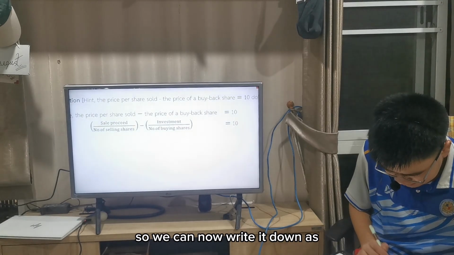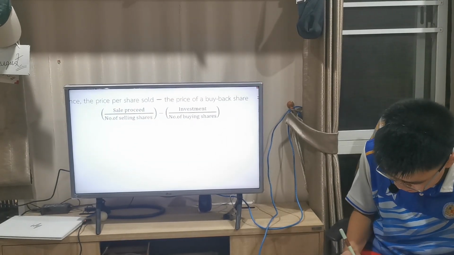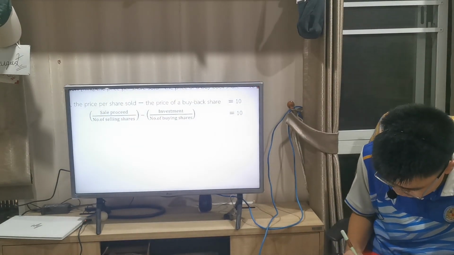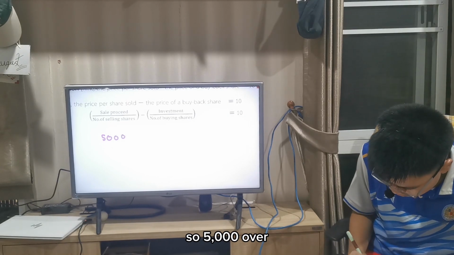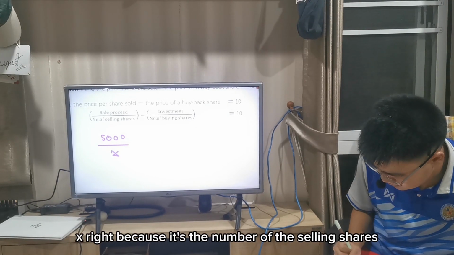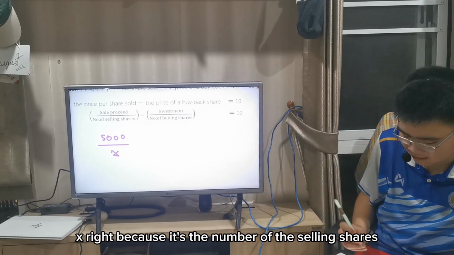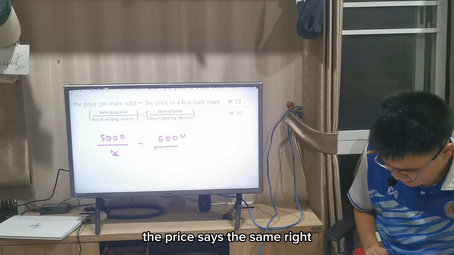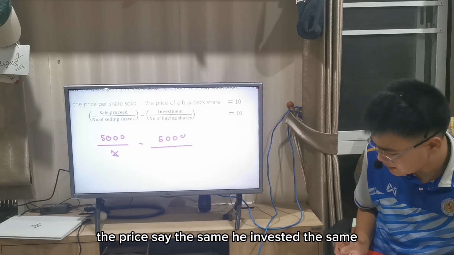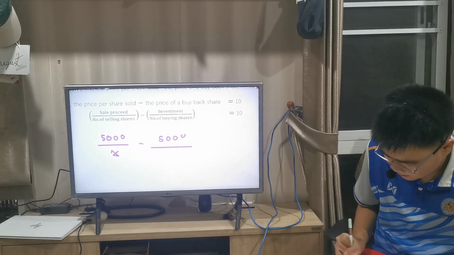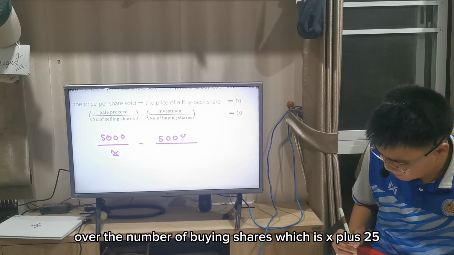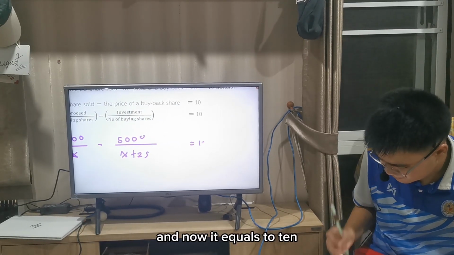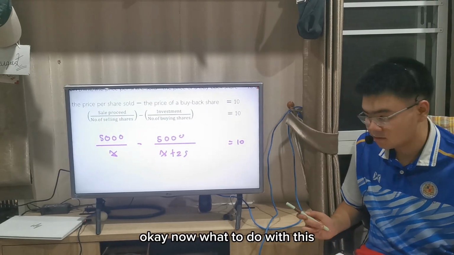So we can now write it down as 5,000 over X, because it's the number of the selling shares, minus also 5,000, the price stays the same, he invested the same, he sold it for the same price, over the number of buying shares, which is X plus 25, and now it equals 10. Okay, now what to do with this?